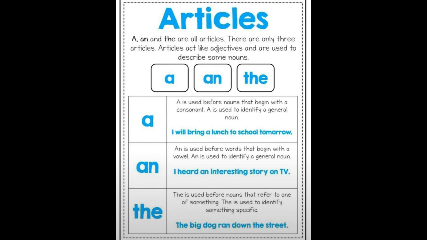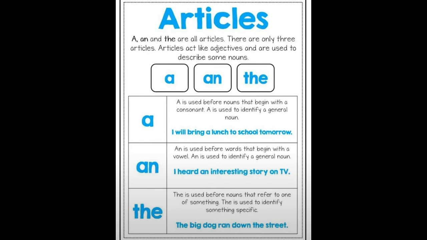First, we have "a". The article "a" is used before nouns that start with a consonant sound. It helps us talk about something in general, not something specific. For example, listen to this sentence. I will bring a lunch to school tomorrow. Here, the word lunch starts with L, which is a consonant sound. We're not talking about any specific lunch, just a lunch in general.